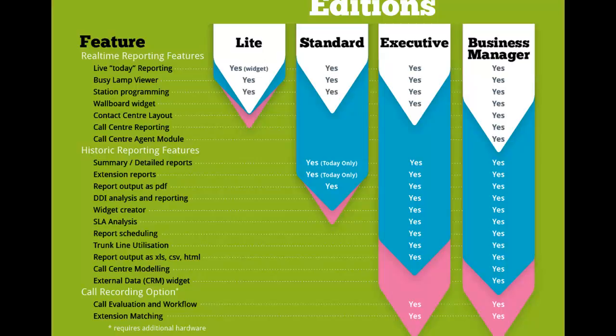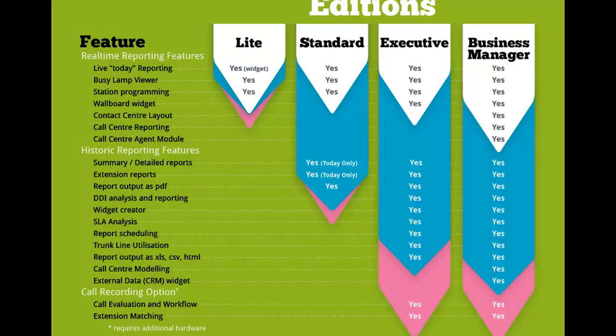Now the executive edition is where things really start to get interesting, because you start to have the ability to have fully real-time wallboards. You also get full historical reporting that you can export as Excel or CSV or web page files. You get scheduling of reports, you get some SLA analysis, DDI reports, and the executive edition is the first edition where you can also include one of our call recording options as well.